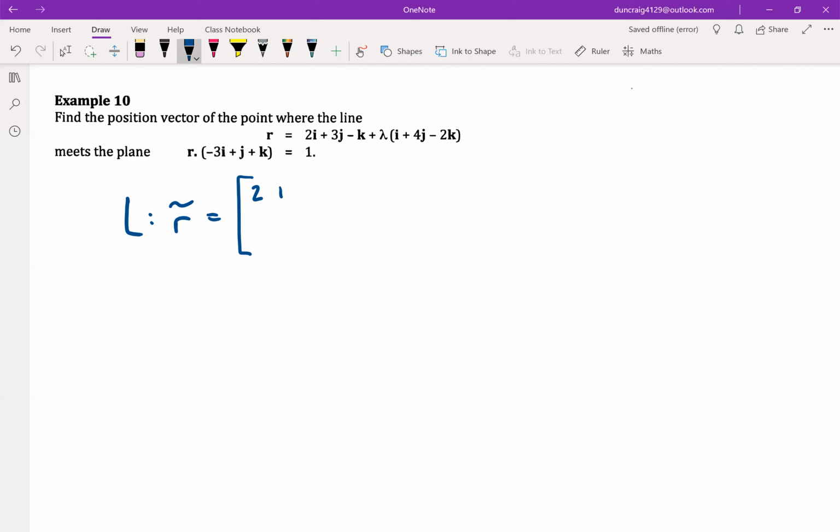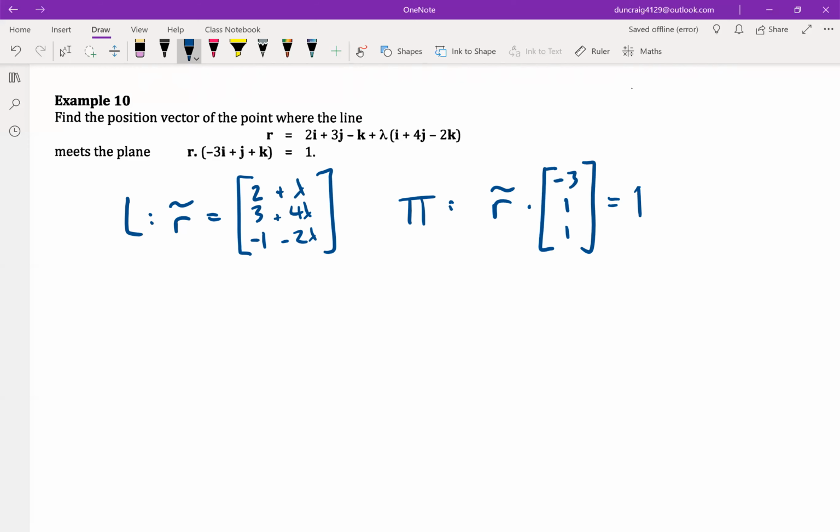So the line is 2 plus lambda, 3 plus 4 lambda, negative 1 take 2 lambda. And then our plane: r dot (3, 1, 1) is equal to 1. If they meet, then essentially what we do is substitute this line into the equation for the plane, expand it, and then solve for lambda to find out where they intersect.